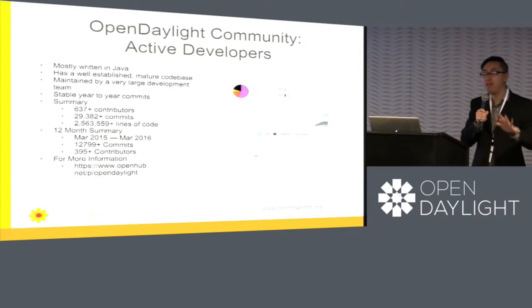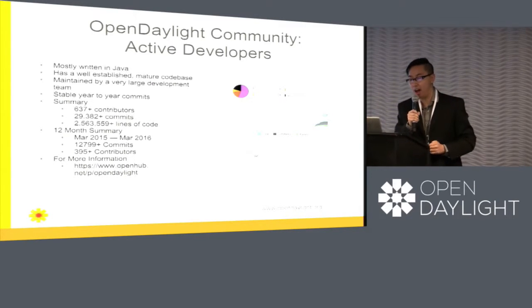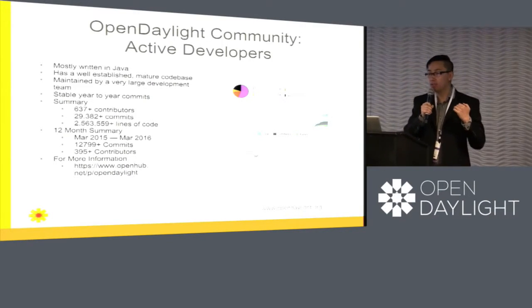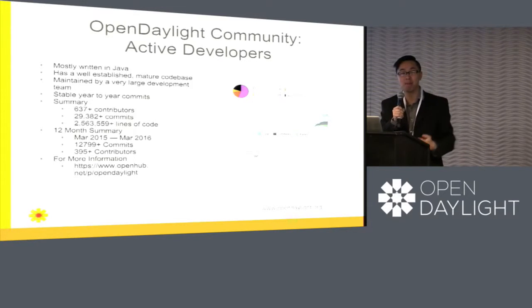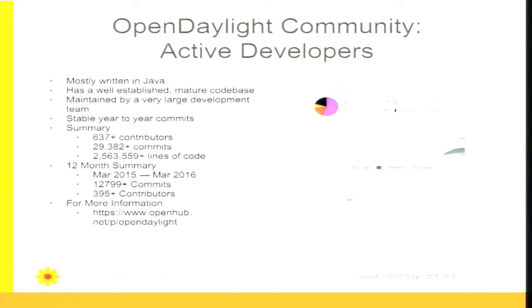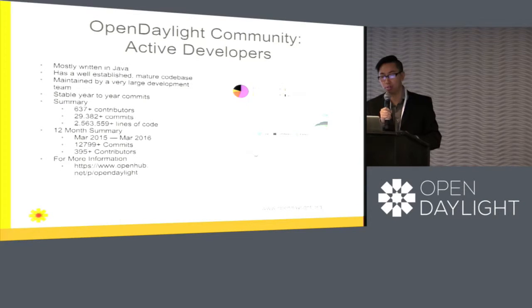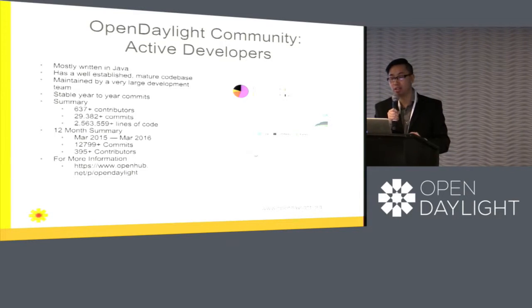OpenDaylight has a very large community of developers. We've had at least 637 contributors and maybe more contributing code since the beginning of OpenDaylight, writing over 2 million lines of code. Just within the past 12 months, we've had around 400 contributors adding code, adding 12,000 commits.